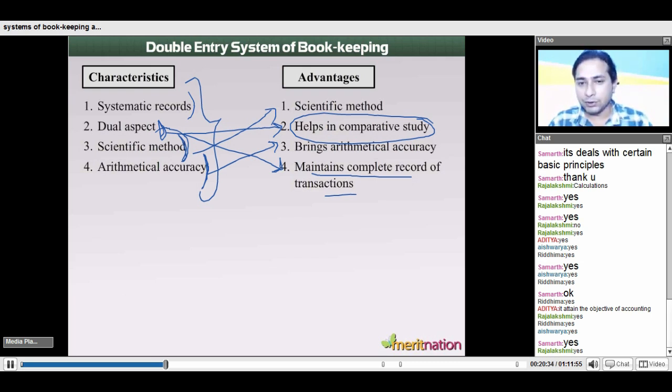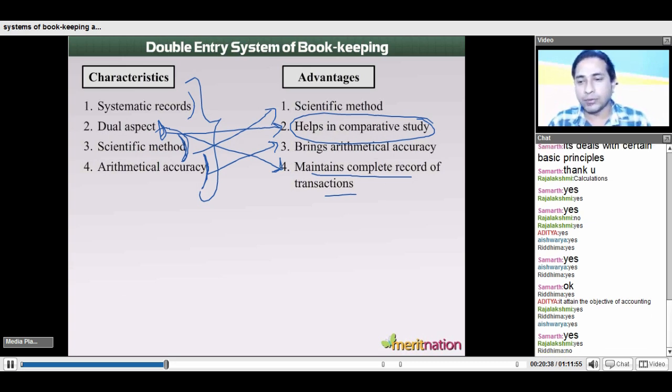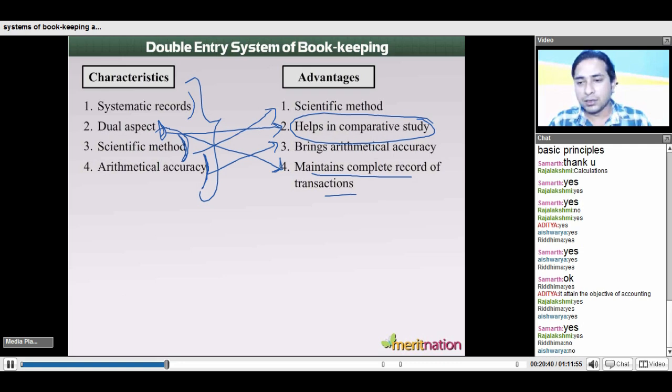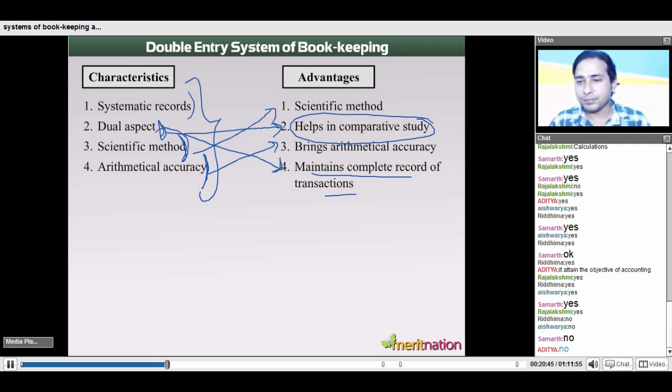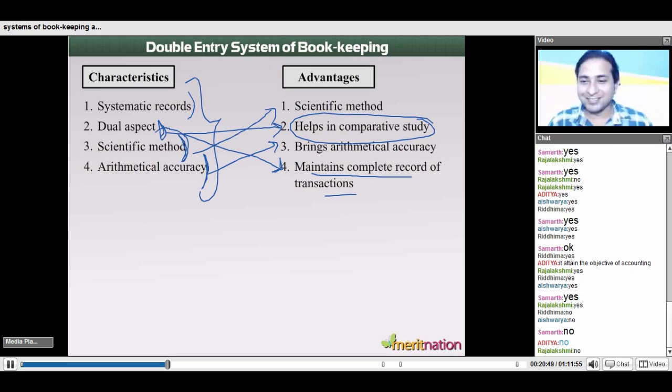Fine? Anyone who is still having any doubt in any of the points, either on characteristics or on advantages? Samar, Rajlakshmi, Aditya, okay, fine. Crystal clear? That's great.